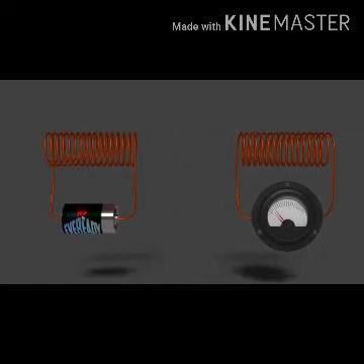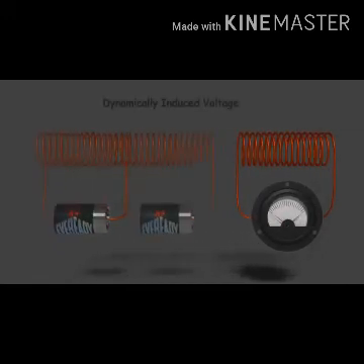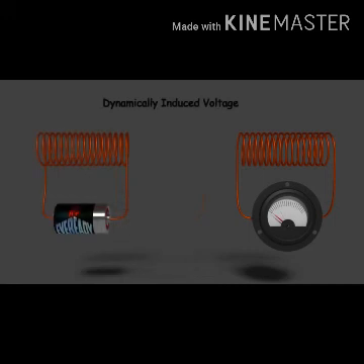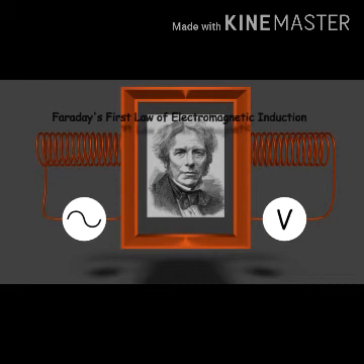From this experiment, it is understood that whenever the number of magnetic lines of force passing through the coil changes, the current is induced in the coil. This is known as Faraday's Law of Induction. The current produced in the coil is called the induced current.